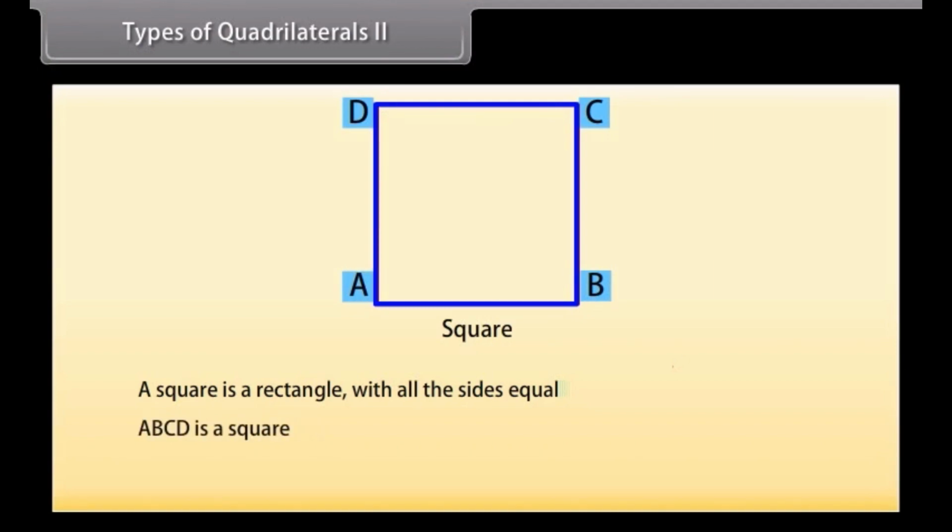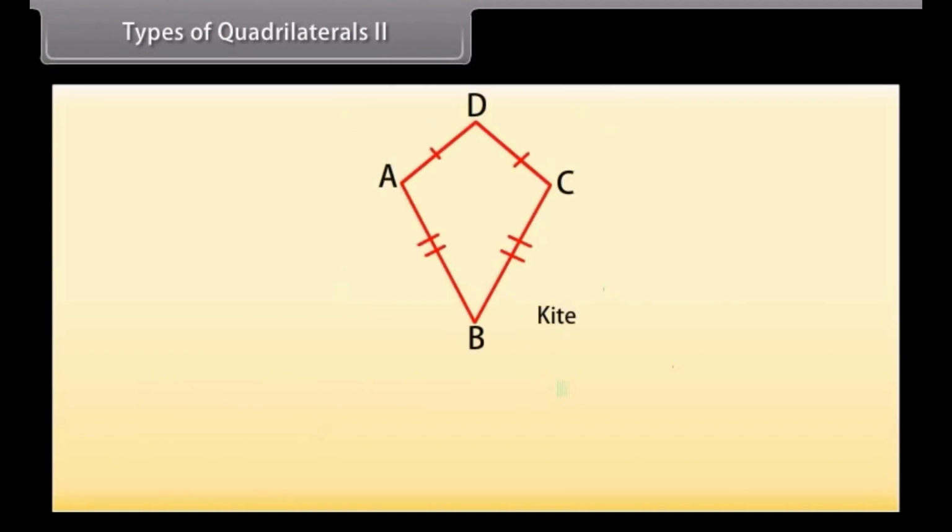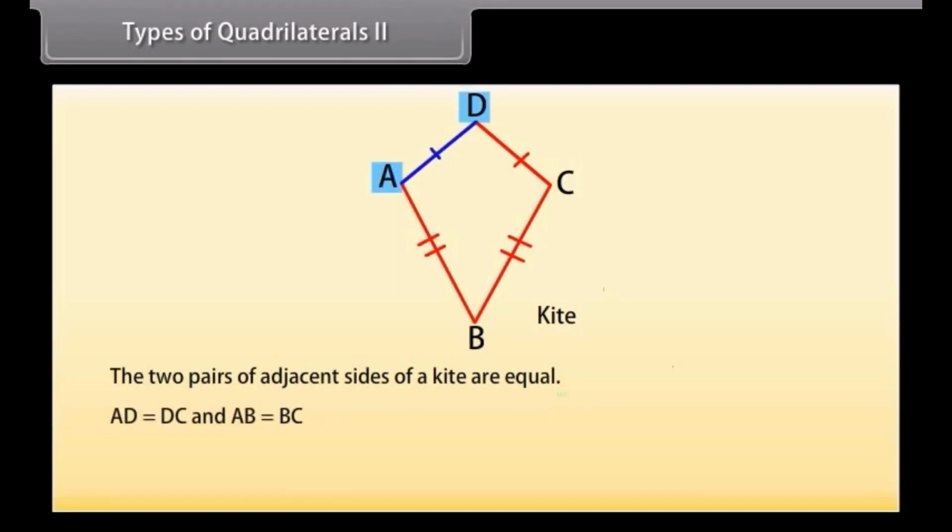ABCD is a square. The last one is kite. The two pairs of adjacent sides of a kite are equal. Here AD is equal to DC and AB is equal to BC. So ABCD is a kite.